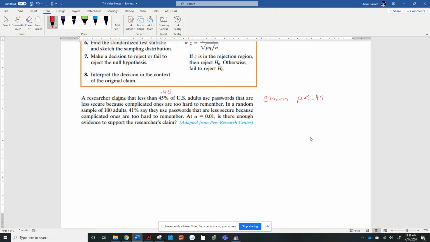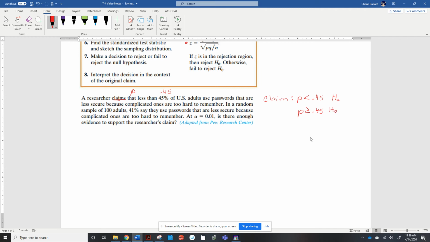Okay, so now that's the claim: claim that p is less than 45%. Does that contain equality? No, it does not. So since it does not contain equality, we label that the alternative hypothesis. Now, what's the opposite of p being less than 0.45? Well, the opposite of that would be p is greater than or equal to 0.45. Okay, this one does contain equality, so we're going to label that the null hypothesis.